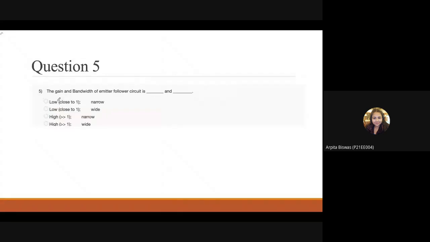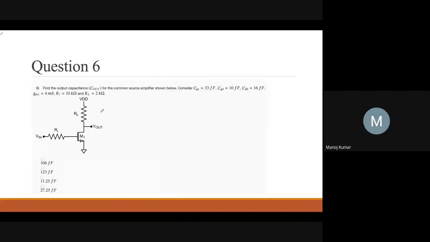This is question number 5. The gain and bandwidth of an emitter follower circuit are dash and dash. Option B, ma'am. Yes, option B: gain close to 1 and wide bandwidth.